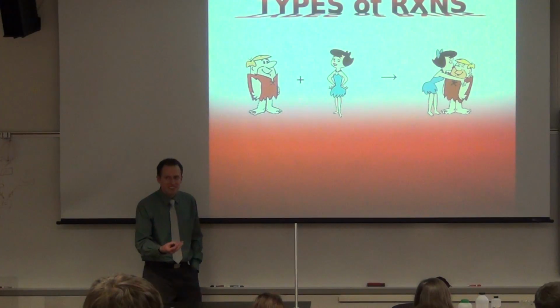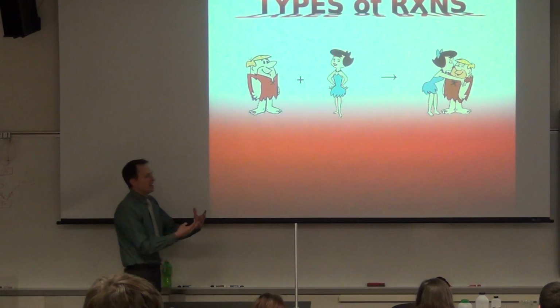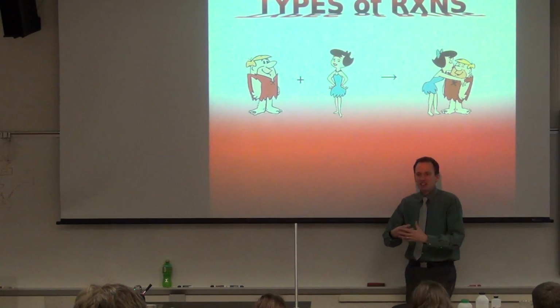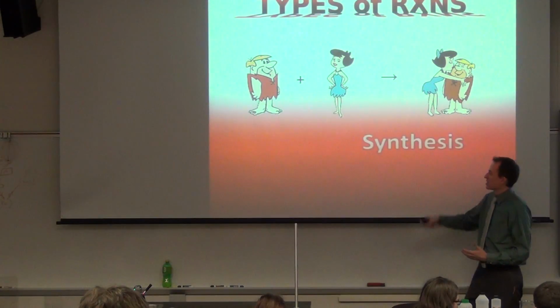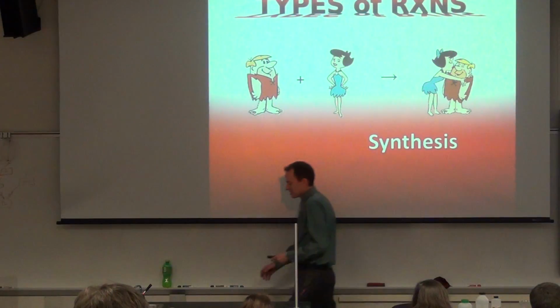Bam Bam. But Bam Bam's not in this picture yet. So when you have 2 compounds, 2 things, and you create one, you are producing something, like in industry, you are synthesizing it. So the type of reaction this would be called is synthesis. Some people call it combination, but that's not really the name of it, it's synthesis.